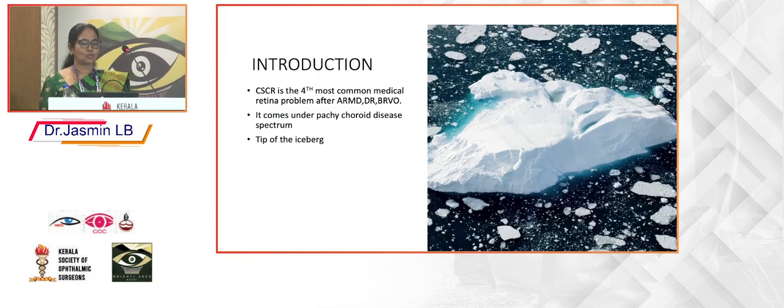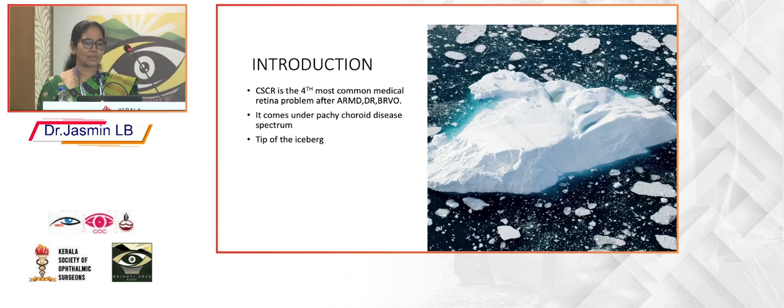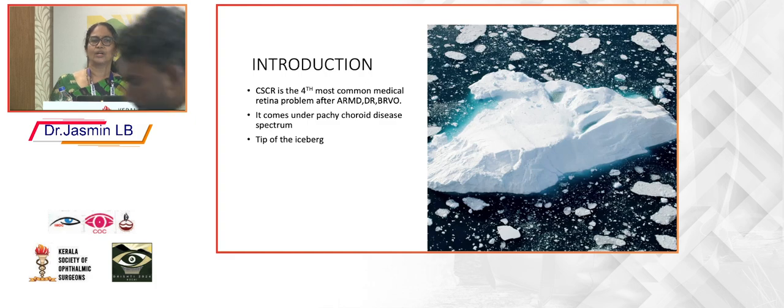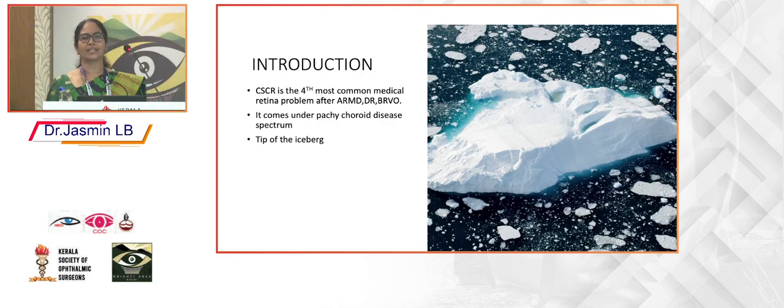CSR is the fourth most common medical retina problem after ARMD, diabetic retinopathy, and branch retinal vein occlusion. About 15 to 20 years back, if we diagnosed a CSR, we would be happy with the diagnosis. But today, with the newer multimodal imaging techniques, it could be the tip of a vastly hidden iceberg of the pachychoroid disease spectrum.